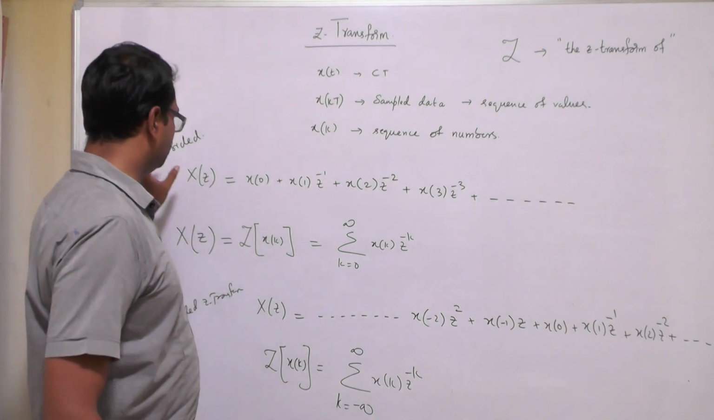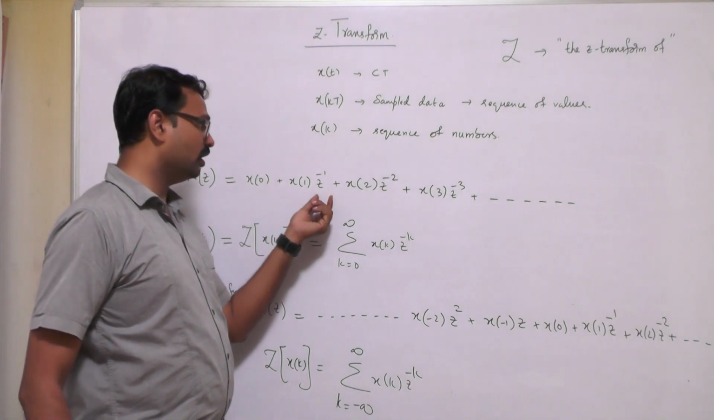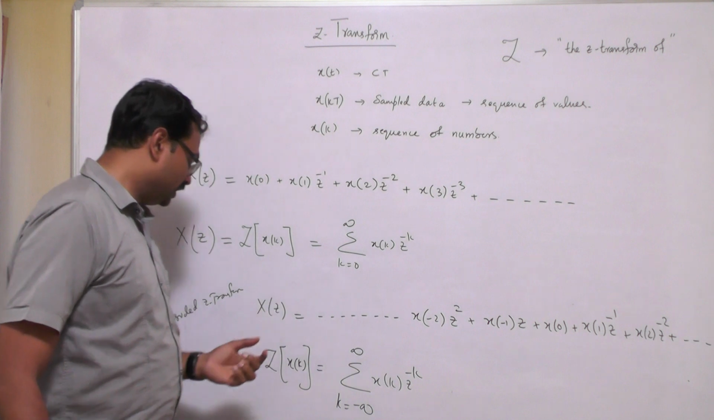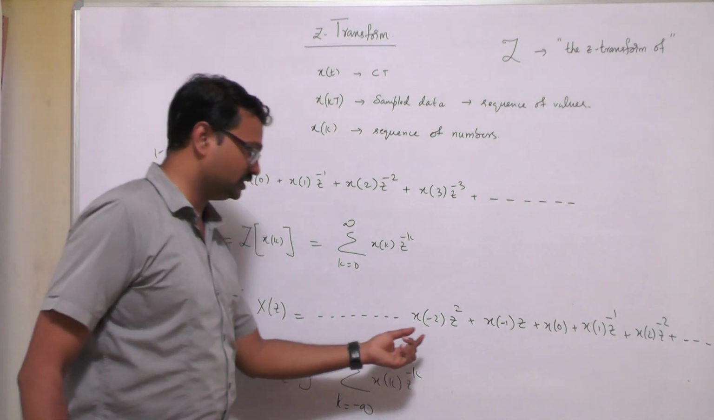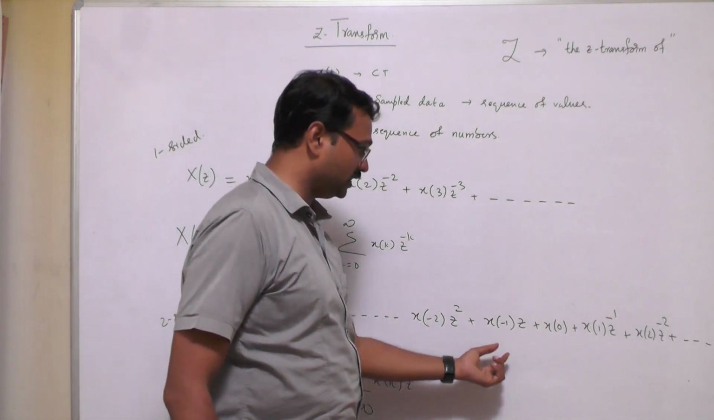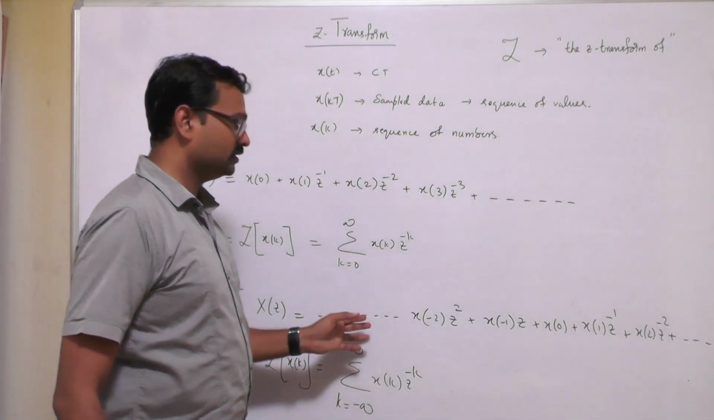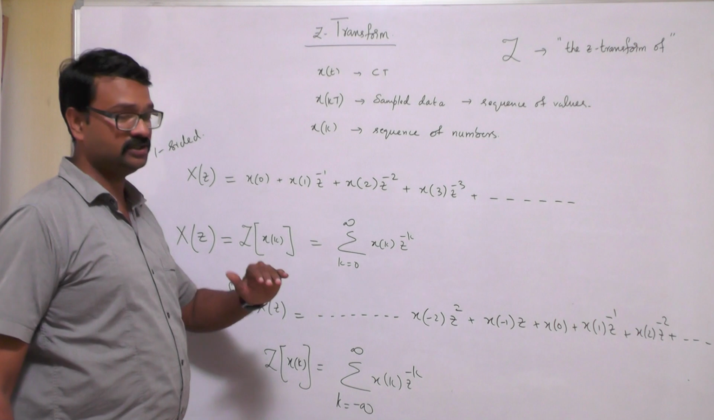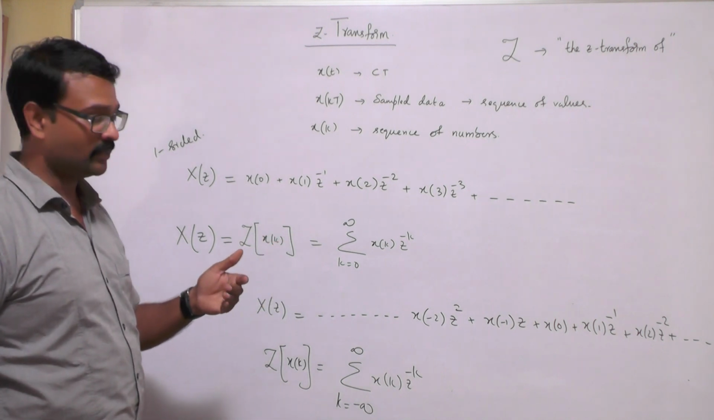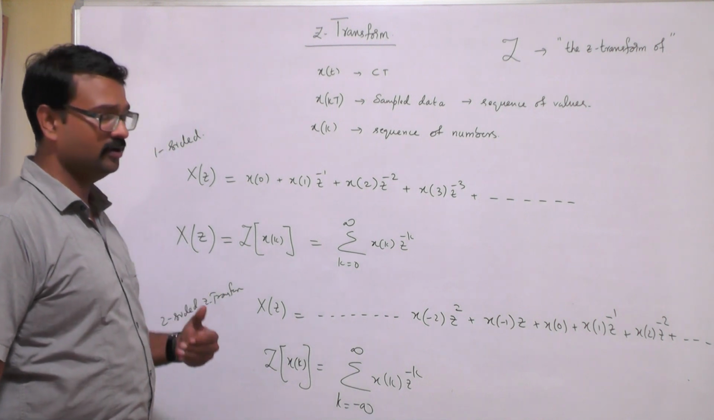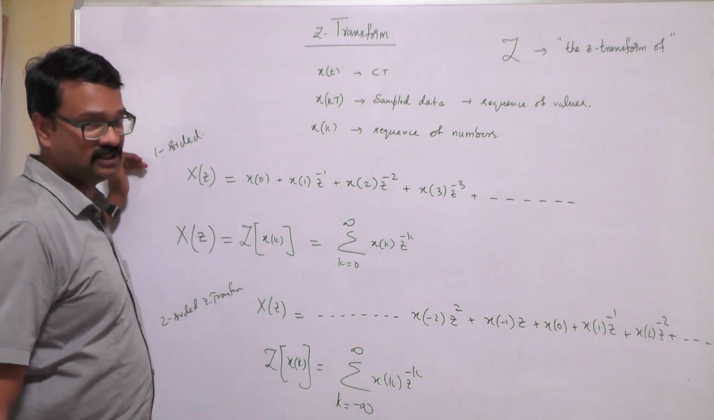As you can see, in the one-sided Z transform you have only negative powers of Z. In the two-sided Z transform, you are having z square, z power minus 1, z power minus 2, etc. Therefore, you are having both positive and negative powers of Z. Now, in our next lectures, we will be considering only one-sided Z transform.